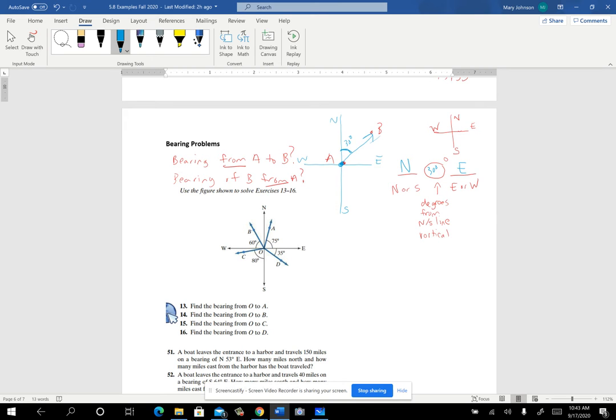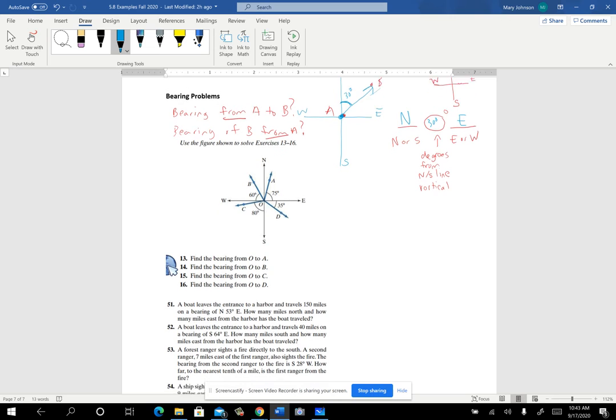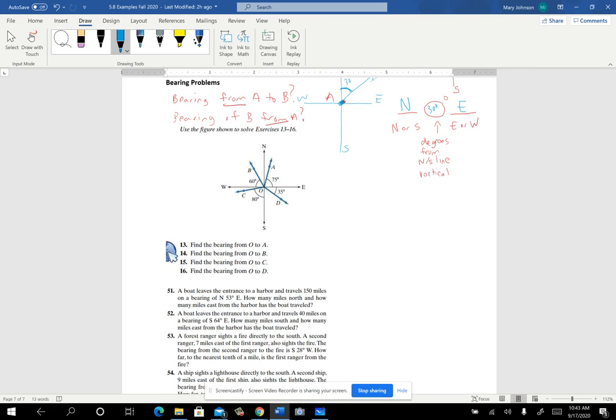All right, let's look at 13 through 16. I'm just looking at them to see which ones I want to do and which ones I want you to try before we do it together. Well, I'll do 13 and 15, and then I want you to pause the video and do 14 and 16, and then play it and see if you were correct.